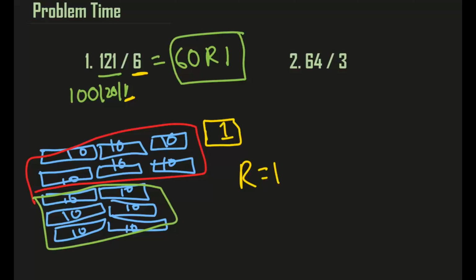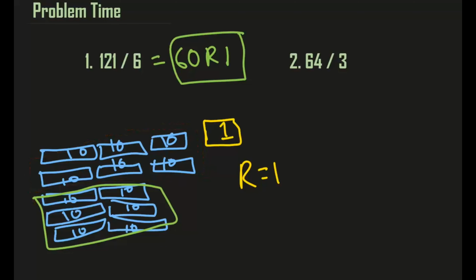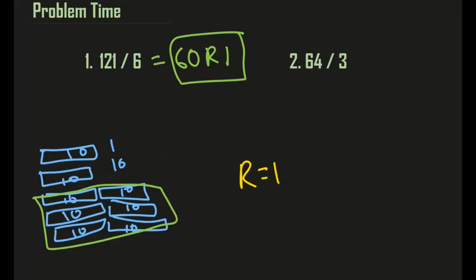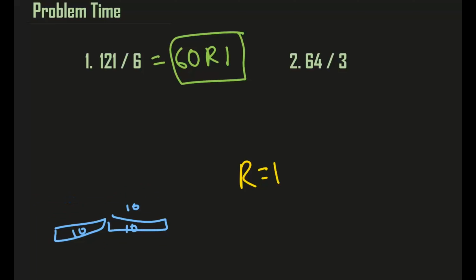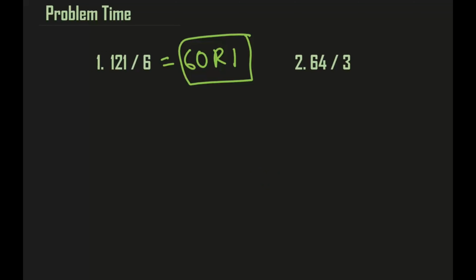Now let's try our second problem. I'm going to clear out the work from the past problem, because we need space to work. So I'm going to clear that out. So now we'll do our second problem. As you can see, we have 64 divided by 3. So we're going to separate this into two pieces.